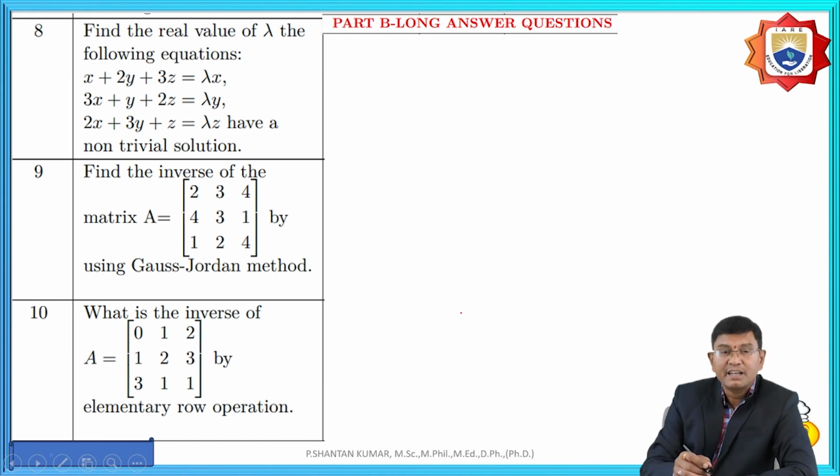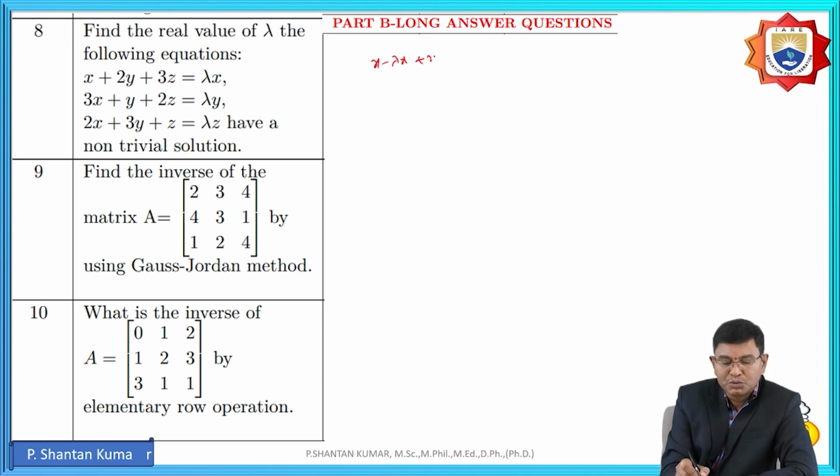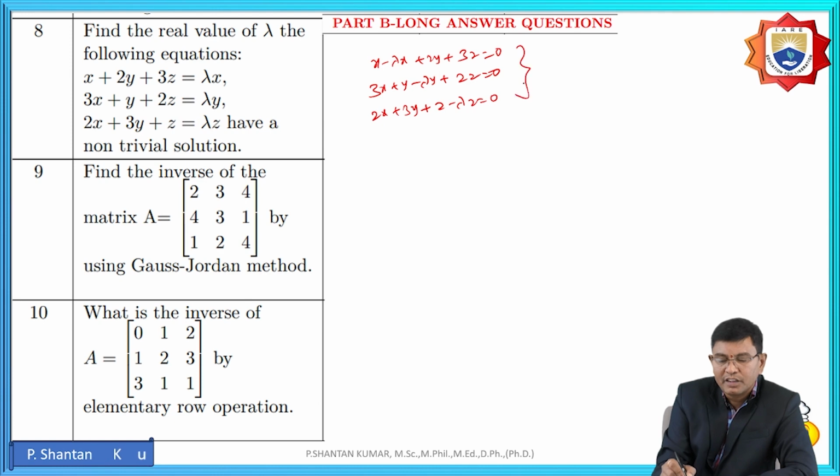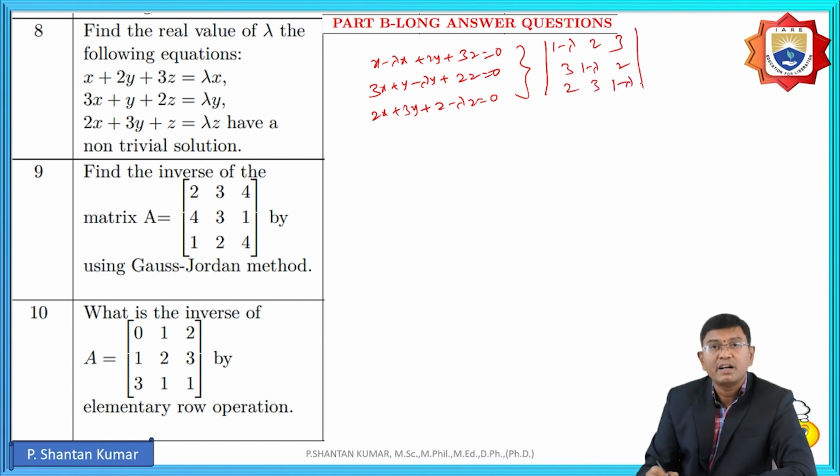First of all, the equations are not in the standard form. That is, x minus lambda x plus 2y plus 3z is equal to 0, and 3x plus y minus lambda y plus 2z is equal to 0, and 2x plus 3y plus z minus lambda z is equal to 0. That means, based upon this, the matrix is 1 minus lambda, 2, 3; 3, 1 minus lambda, 2; and again 2, 3, 1 minus lambda. And we need to find out the determinant.